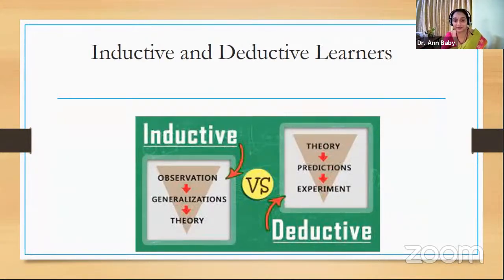Inductive. Deductive is the reverse. They first learn the theory, and then they look around them and relate that this particular thing is related to this particular theory. Some students are inductive learners, some are the reverse, deductive.